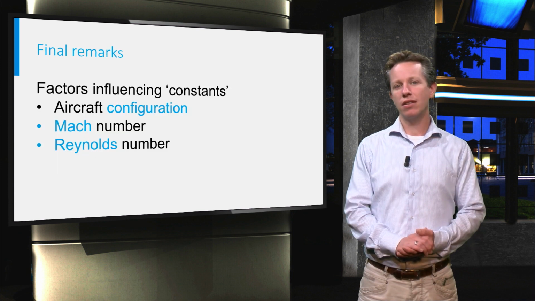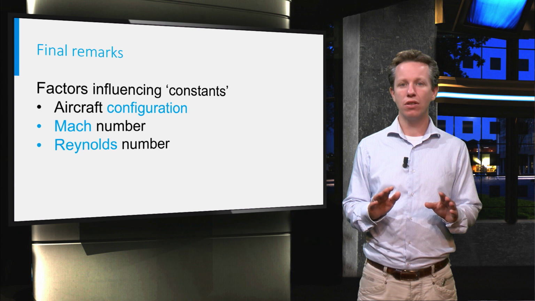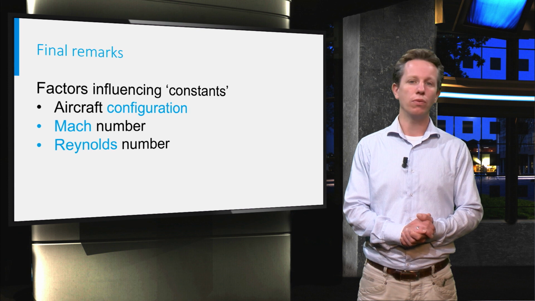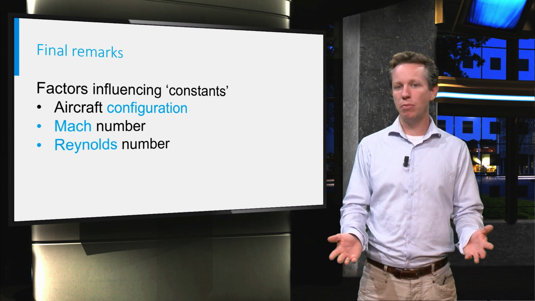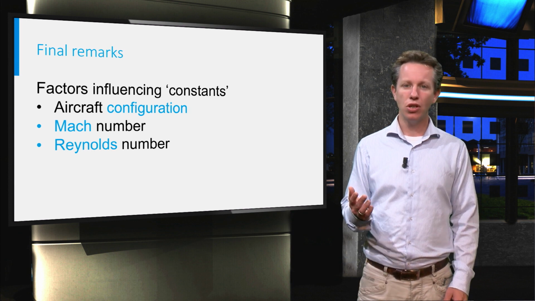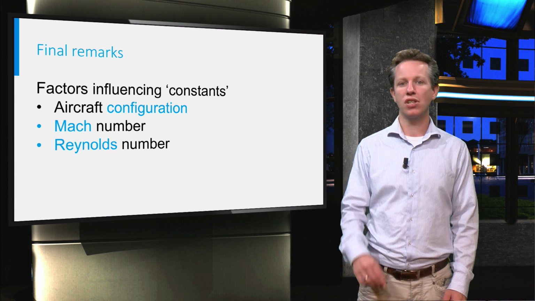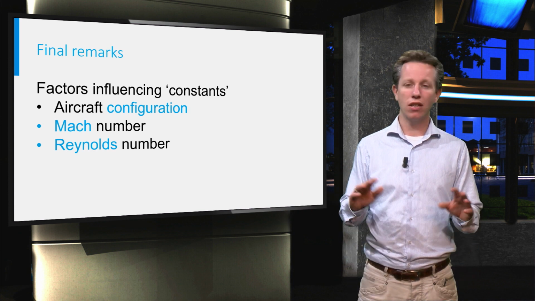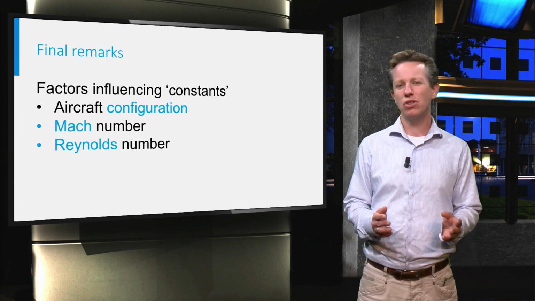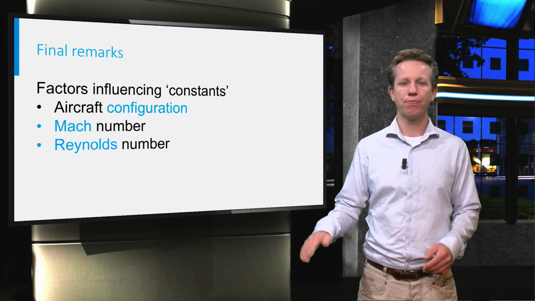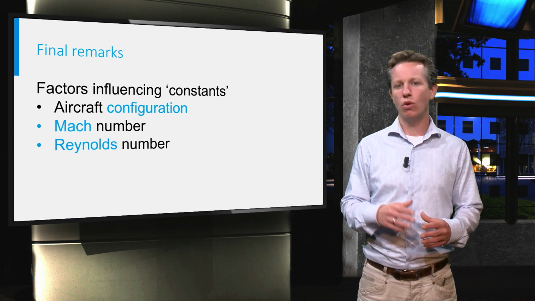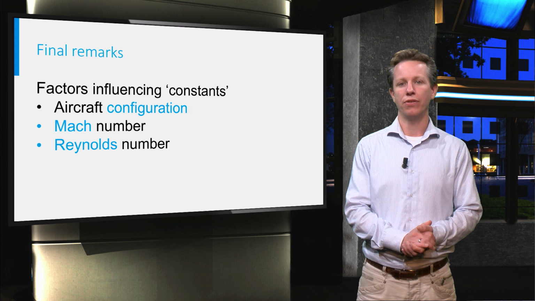It is important to realize that there are some parameters that will influence the values of the constant factors. The aircraft configuration plays a large role. With that I mean, is the landing gear deployed or the high lift devices? Second, there is the Mach number. This is the ratio of free stream velocity to the speed of sound. If this becomes larger than about 30%, compressibility effects start to play a role and factors such as CD0 will gradually change. This is especially important at high subsonic speeds in the region of Mach 0.8 up to Mach 1.